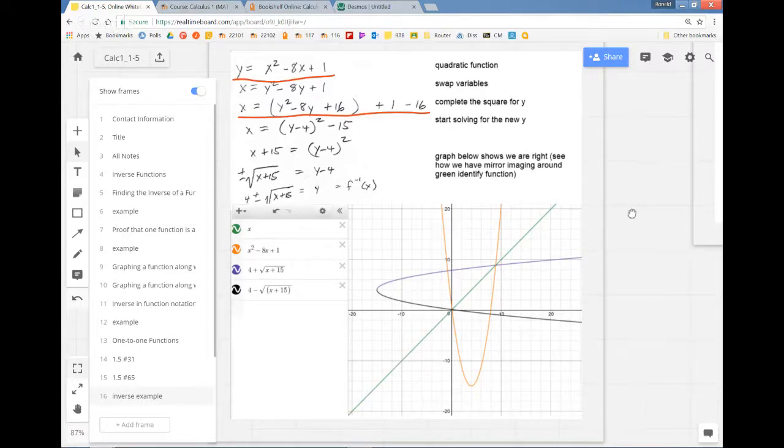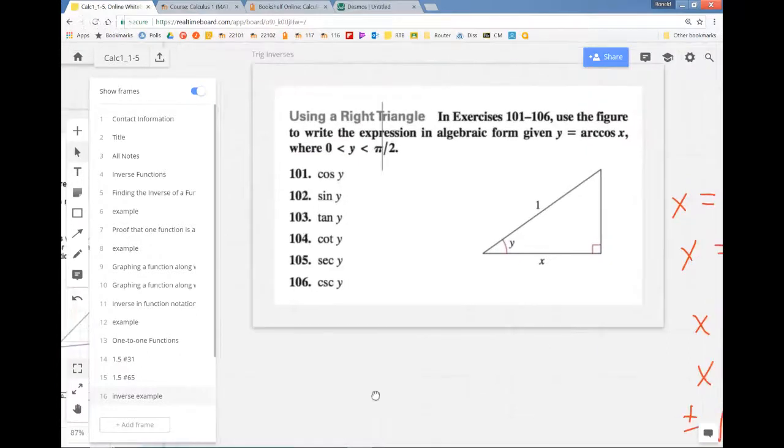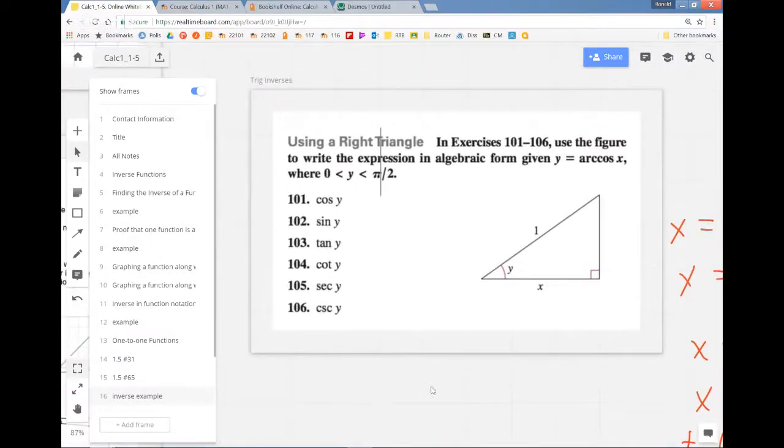Another thing you may run into in this problem set is something that goes like this. It says in exercises 101 to 106, use the figure to write the expression in algebraic form, given y equals arc cosine of x. So what that means is when you take the cosine of y, you're going to get x. So when you take the cosine of this angle right here, you're going to take what? Adjacent over hypotenuse, and that is x over 1.